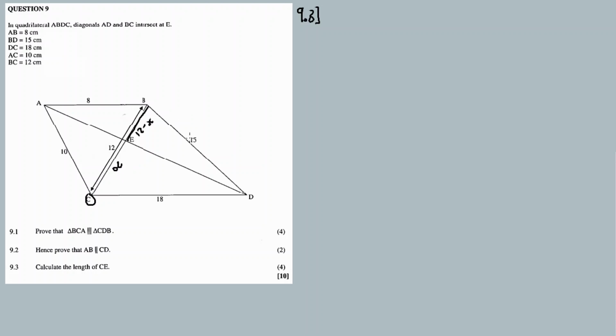It means that I have to prove similarity between two triangles. Since I want to calculate CE, in other words I want to calculate the value of X, since CE is represented by X, I need to find a way to set up an equation that will allow me to calculate this X. It's not useful to say 12 is equal to X plus 12 minus X. This X will cancel this X, and 12 is equal to 12.